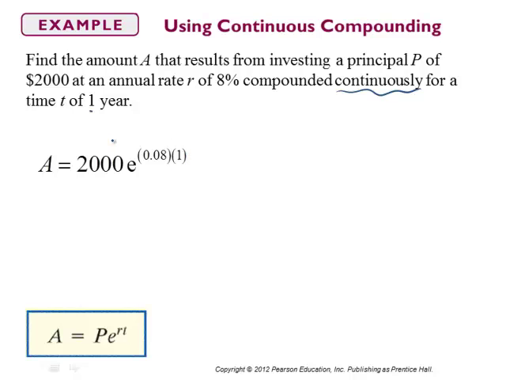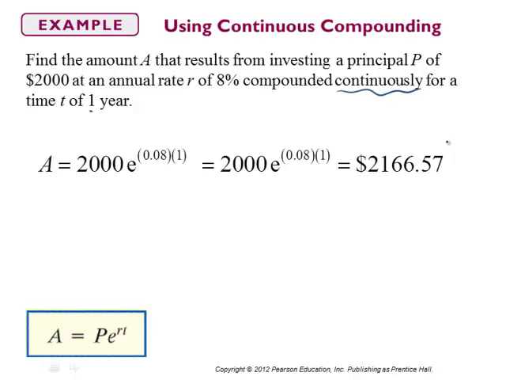Okay. So 2,000 times e to the 0.08. See what you get. And you should get $2,166.57. You're going to want to round your answer to the nearest cent. Did you get that? Okay.